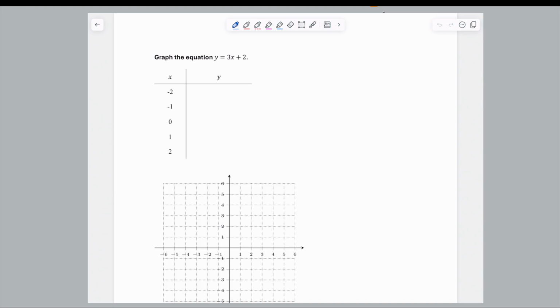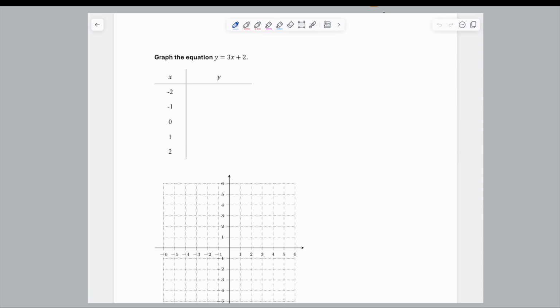All right, we are asked to graph the equation y equals 3x plus 2. So recall that the graph of an equation is the set of all ordered pairs that are solutions to the equation. In other words, which give a true statement. So the strategy here is to select some x values and then determine what the y value has to be.